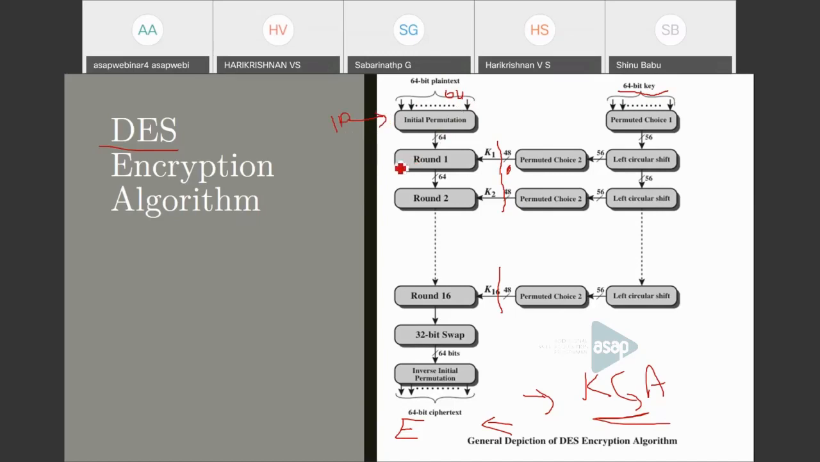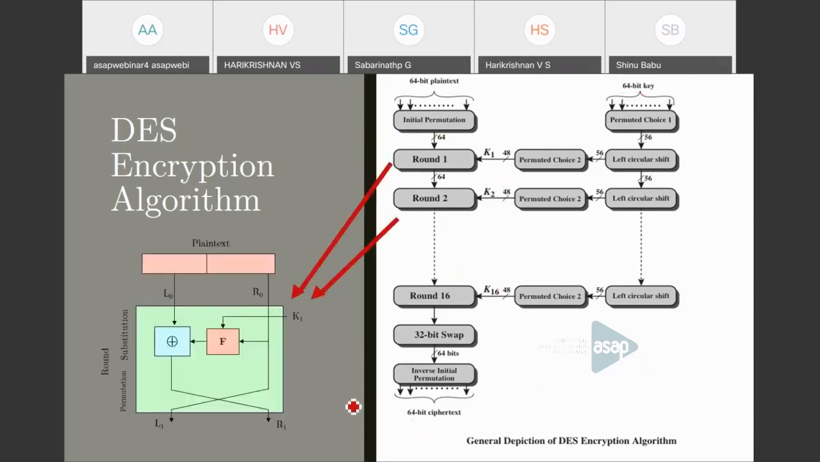I'll show you how initial permutation happens. After the initial permutation, there are 16 rounds of operation. So what happens inside this round function? We saw the general structure earlier, and this is what happens inside the round.